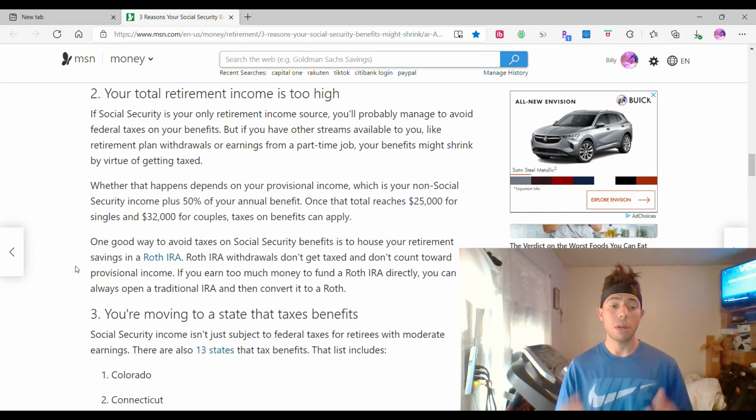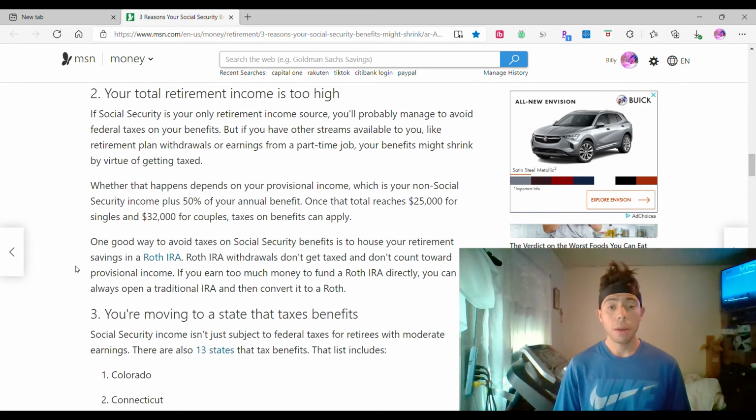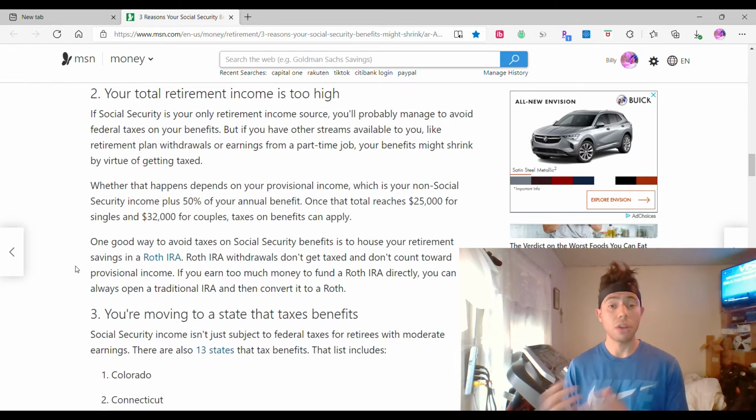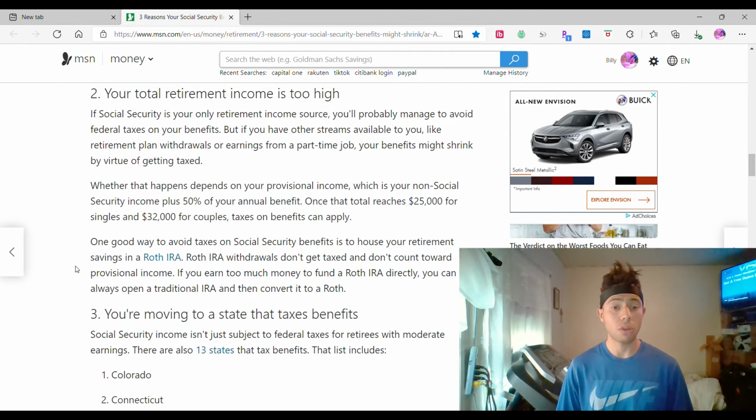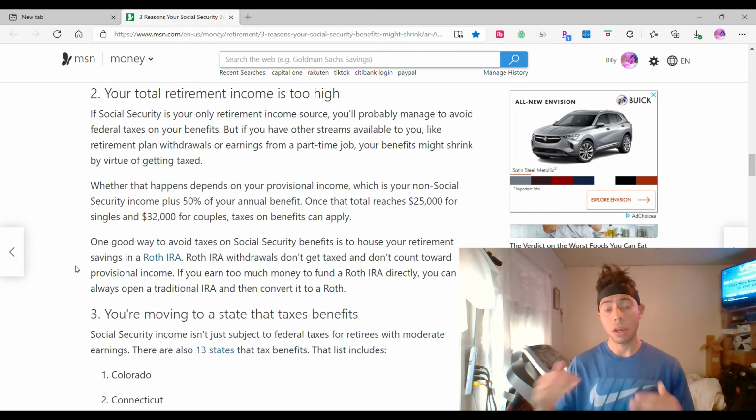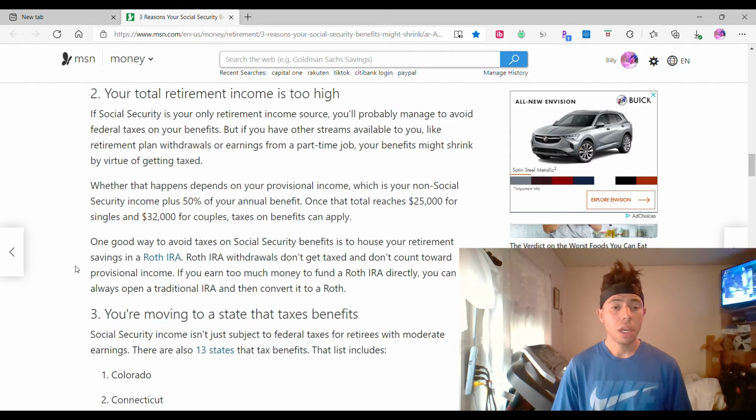Now, obviously you work more, you get more, but if you are receiving other income from other plans, like withdrawals from retirement plans, then you'll have to pay taxes on those, and that's why you'll get a reduction on your total income. The whole purpose is to have more, but that will reduce your Social Security benefits. It depends on your provisional income, which is your non-Social Security income plus 50% of your annual benefit. Once that reaches $25,000 for singles and $32,000 for couples, taxes on benefits can apply. You see what I mean? Even though you reach the top amount, once you pay taxes, it'll reduce it.